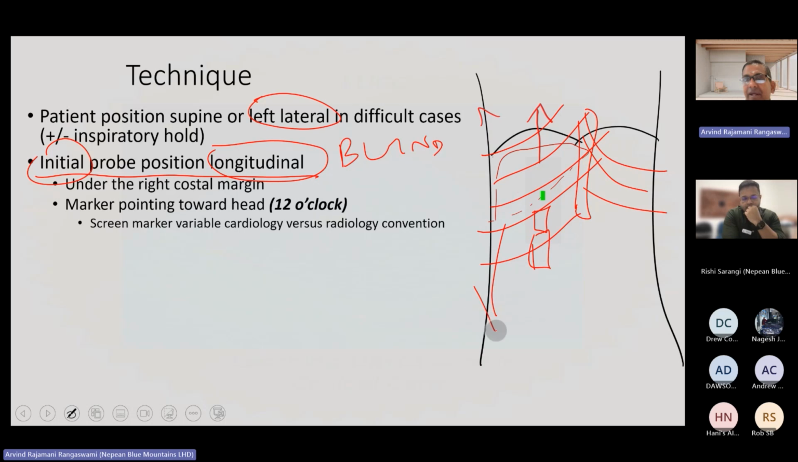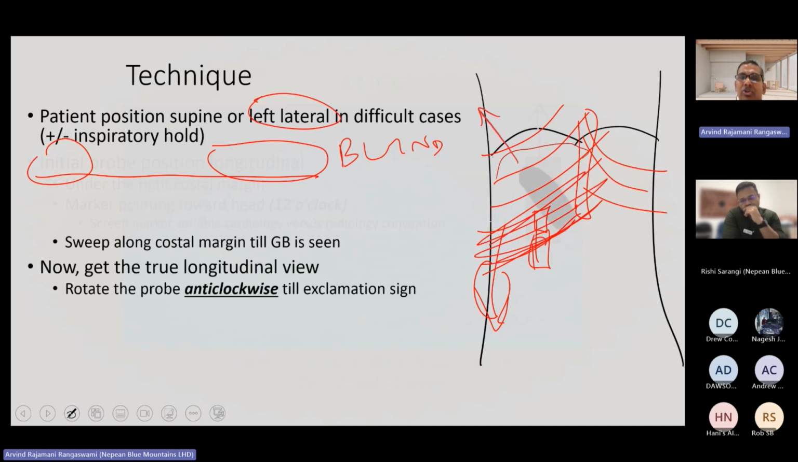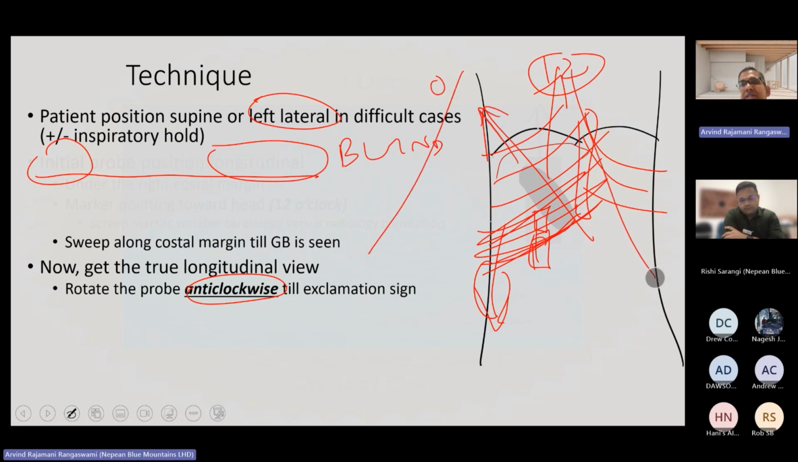So you keep it somewhere along the right costal margin, and once you've got the liver, once you've identified where you are with the kidney and all that, then you start sliding the probe gradually towards the midline, and you sweep along the costal margin until you see some part of the gallbladder, and then you have to rotate the probe. Typically, you rotate the probe anti-clockwise if the probe marker is facing the 12 o'clock position, and if you're using the curvilinear abdominal probe, then if you rotate anti-clockwise, it means that the structures on the screen, this will be superior and this will be inferior.